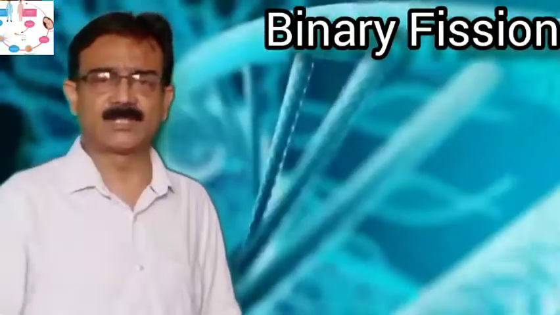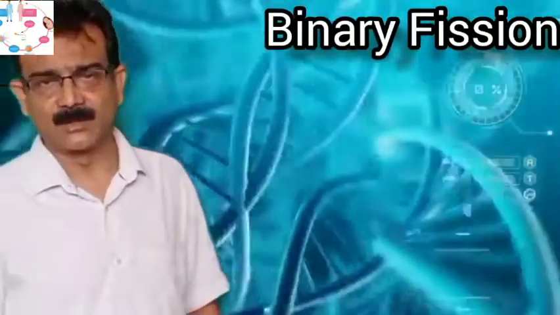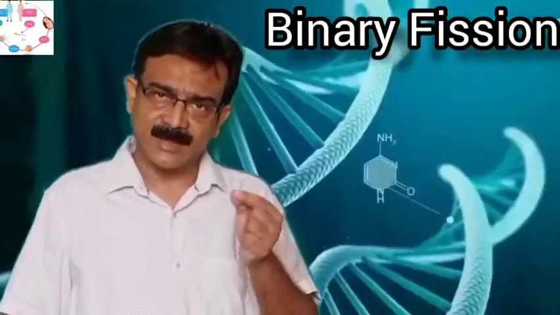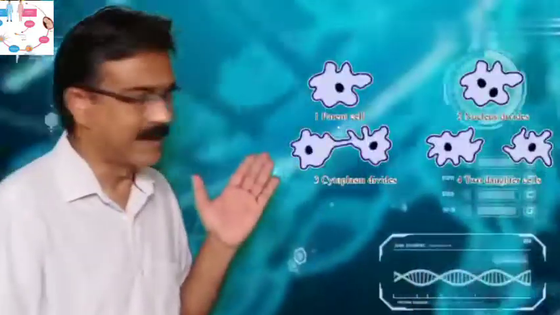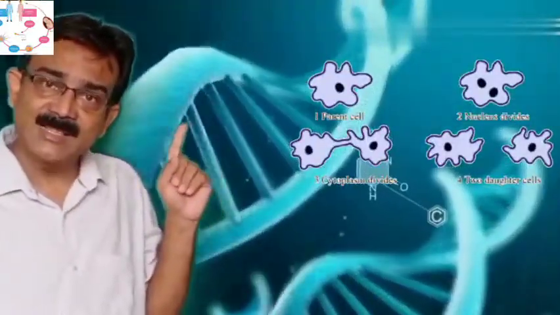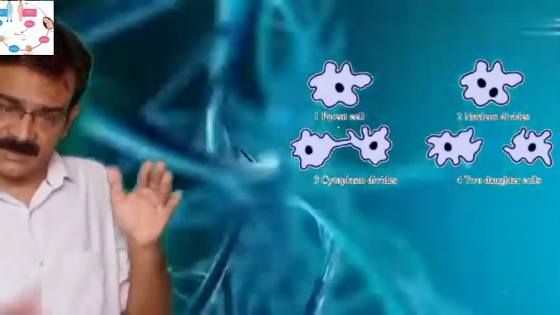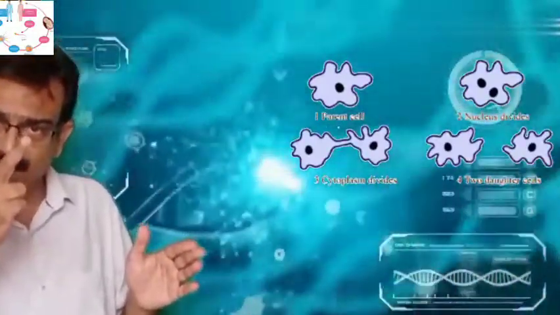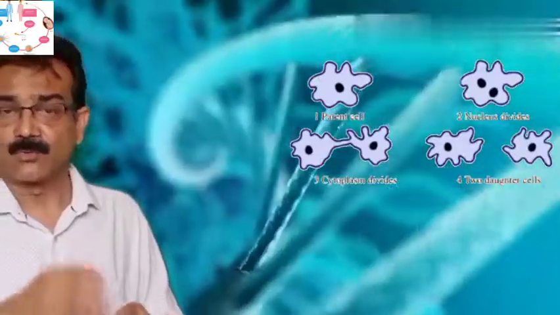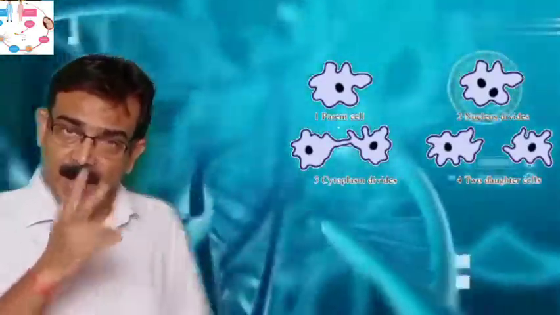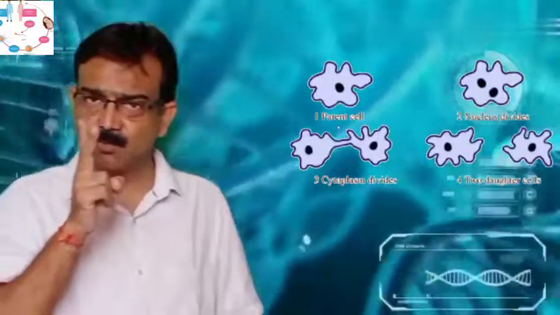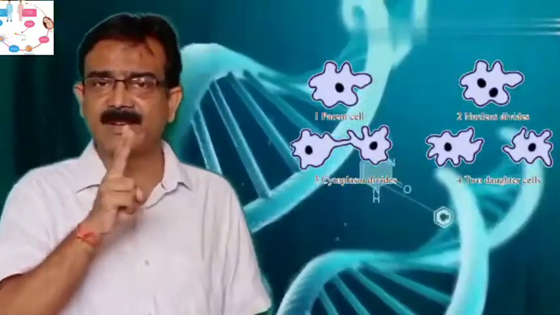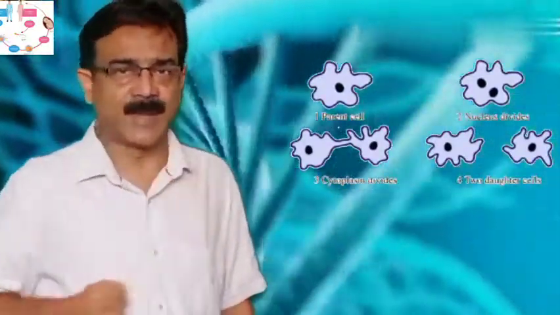When you proceed through the topic in your chapter, you will find that an example of binary fission is in amoeba. In this diagram, you are observing that one cell of amoeba is dividing and two daughter cells of amoeba are formed. So when one parental cell divides and two daughter cells are formed, such type of fission is what? Binary fission. This is very important because two main significant steps proceed during binary fission.